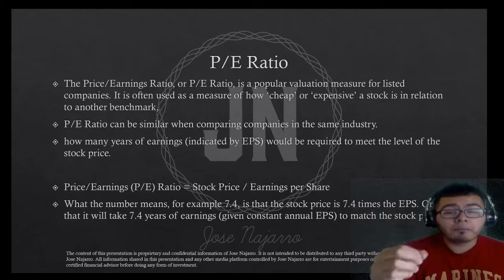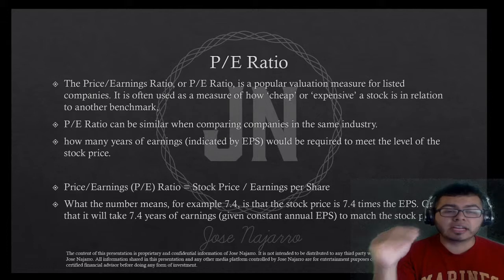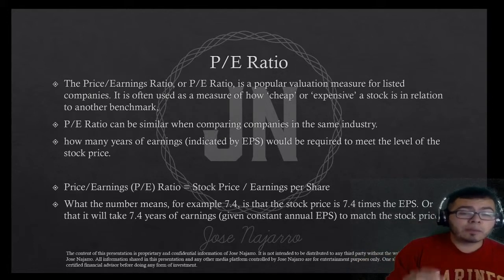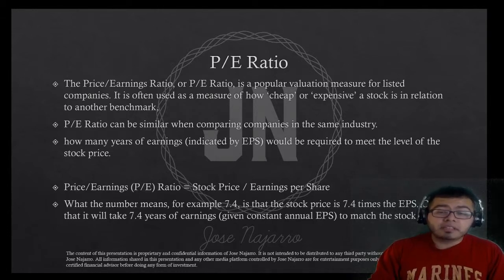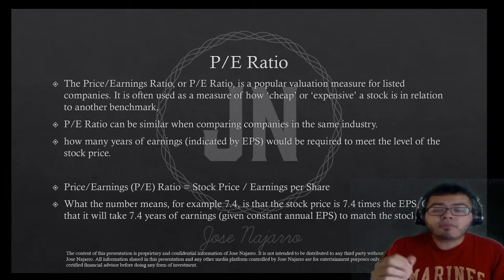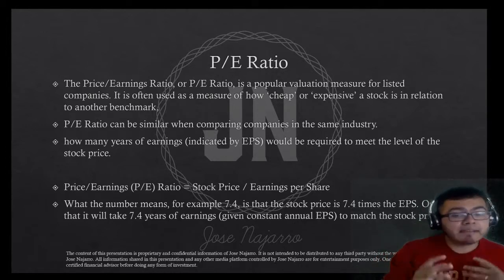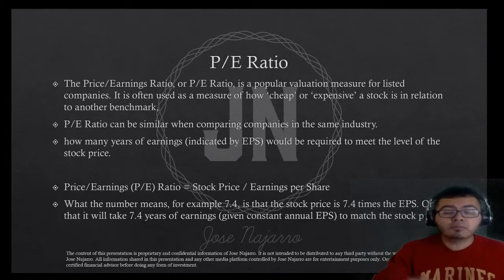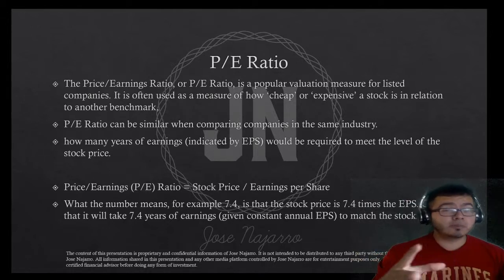So what does the PE ratio tell you? It tells you how many years of earnings it must take for the company to reach that stock price. Like I mentioned, the price earnings ratio is the stock price divided by earnings per share. So for example, if we get a PE ratio of 7.4, that means the stock price is 7.4 times higher than the earnings per share, or that it will take 7.4 years of earnings to match that stock price. So how do I use the PE ratio? This is pretty simple again.